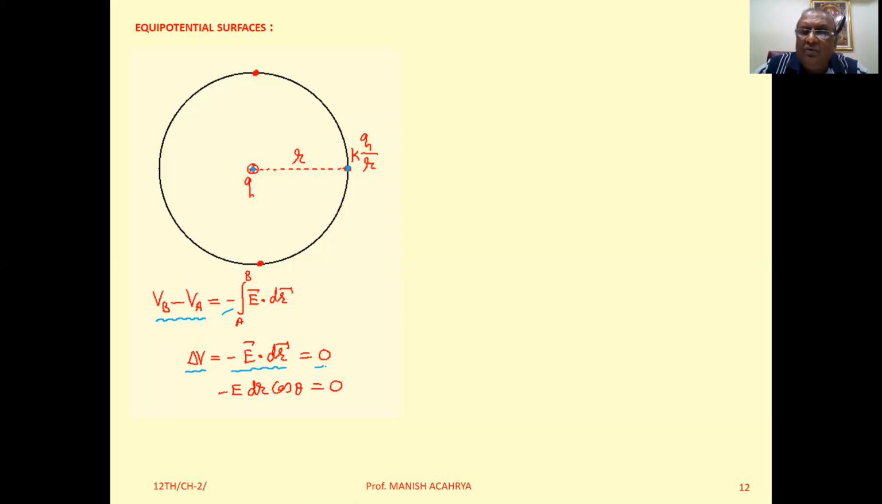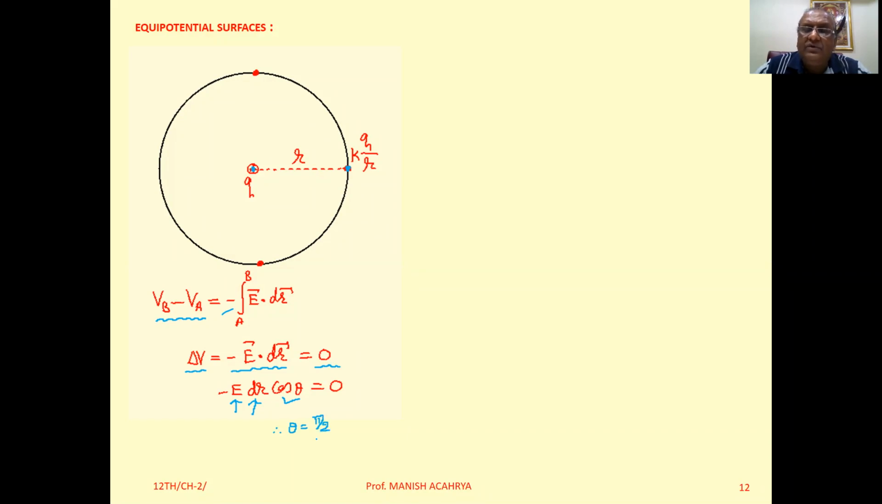But A and B both are at the same potential. So the potential difference is 0. But E dot dr, that is E dr cos theta, is equal to 0. But here E is non-zero, dr is non-zero. It implies that cos theta is equal to 0, and therefore we can write theta is equal to pi by 2.